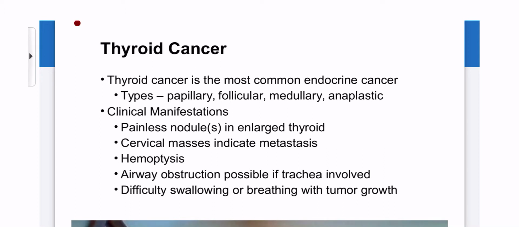Usually in this country, the problem is not lack of iodine. The problem is thyroid cancer. This is the most common endocrine cancer. Hemoptysis, airway obstruction, difficulty swallowing. This is the worst scenario. If we see cervical masses in the lymph nodes, that means metastases.